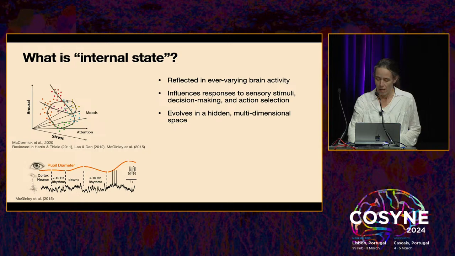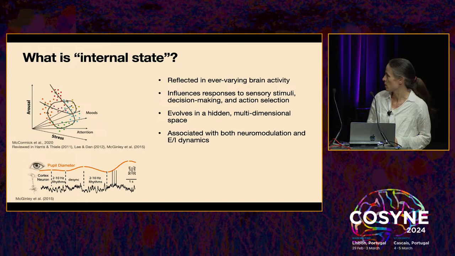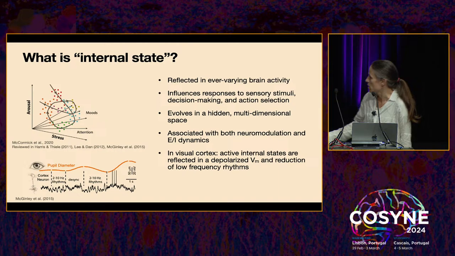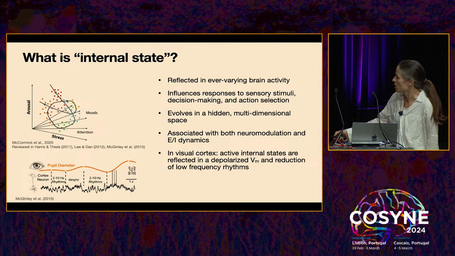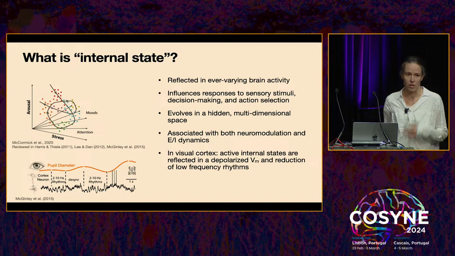But it is associated mechanistically with both neuromodulatory influences and the dynamics of excitation and inhibition, as was pointed out very nicely yesterday. In visual cortex, it's known that active internal states are reflected in a depolarized membrane potential. You can see here a cartoon of a cortical neuron, and when the animal is in an active state, the membrane potential becomes elevated and desynchronized. At the same time, there's a reduction in the low-frequency rhythms that are typically associated with drowsy or non-alert behavioral states.